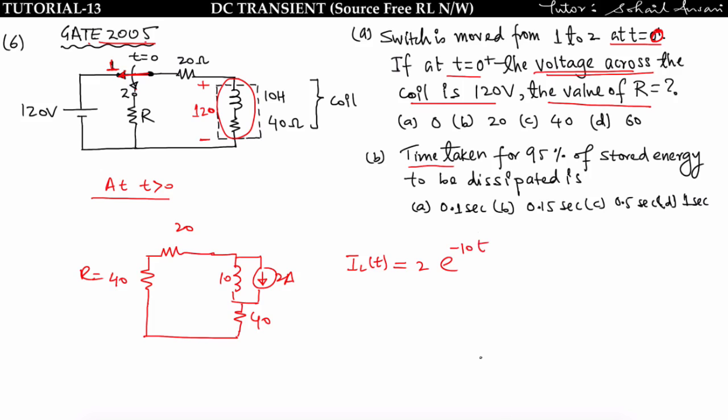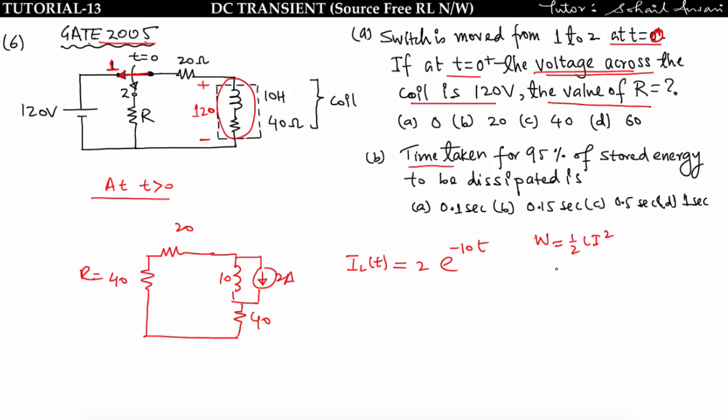Okay. Now see the second question. We have to find the time taken for 95% of its stored energy to be dissipated. What is the value of energy? W is equal to 1 by 2 L i square. Okay.